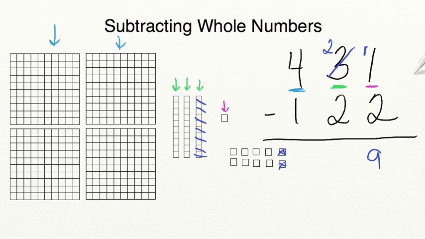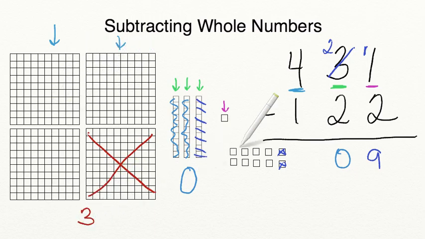Our next place value is asking us to subtract 2 tens from 2 tens. So I am going to cross out 2 tens blocks, and that leaves me with 0 tens blocks. And if we look at our subtraction problem, 2 minus 2 equals 0. All right, let's move on to our hundreds place. We're being asked to subtract 100 from 400. So let's go to our hundreds blocks, and we are going to cross out 100. That leaves us with 1, 2, 3 hundreds blocks. And 4 minus 1 equals 3.